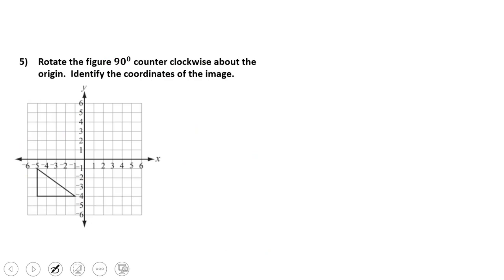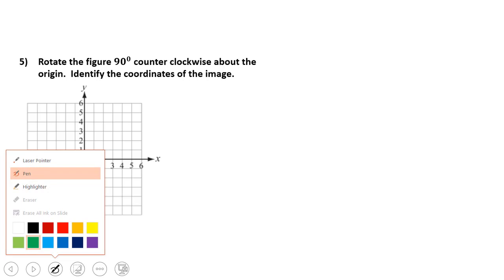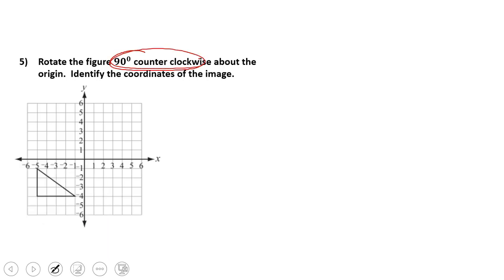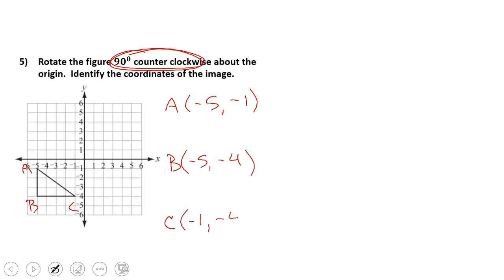Welcome to example 5, where we're going to rotate, this time 90 degrees counterclockwise. So we're going to go 90 degrees counterclockwise this time. And we have A, B, and C. So we have A, which is negative 5, negative 1. B, which is negative 5, negative 4. And C, which is negative 1, negative 4.